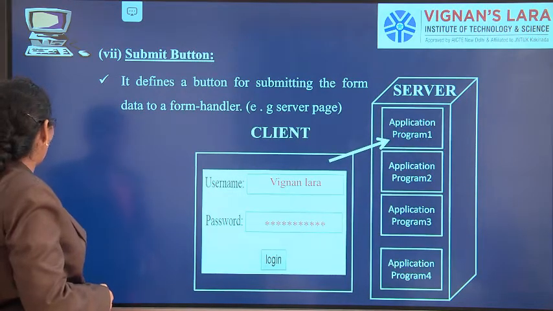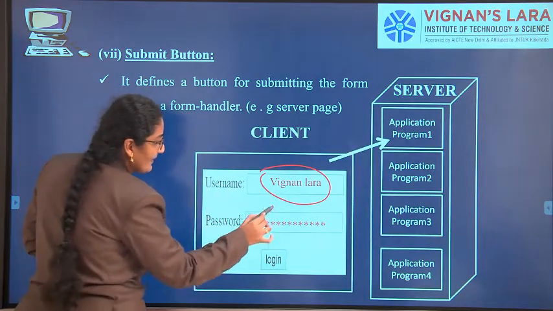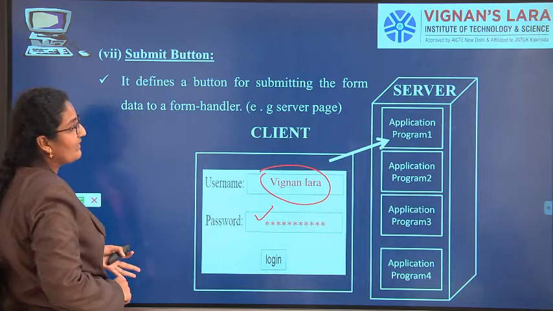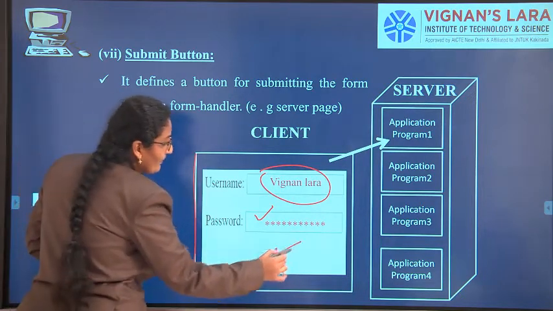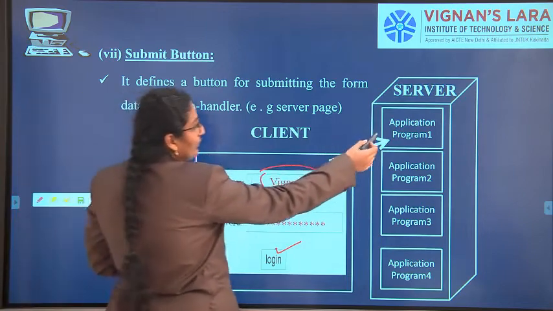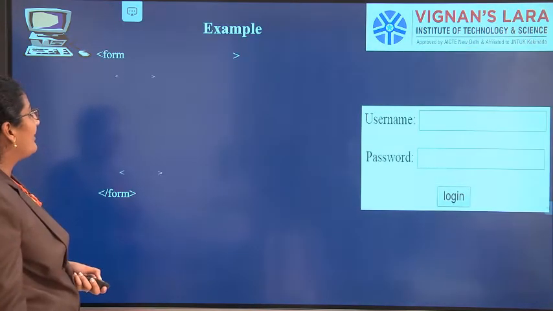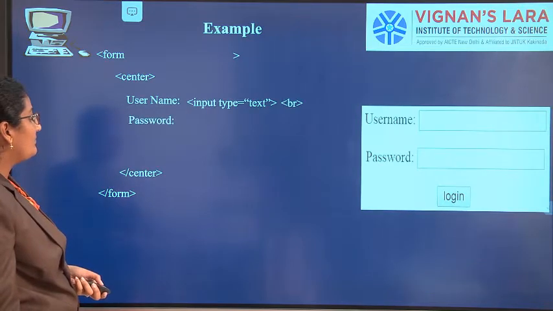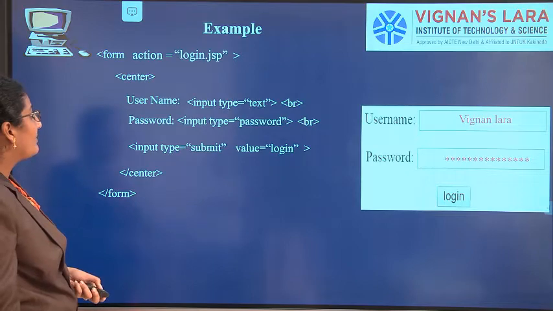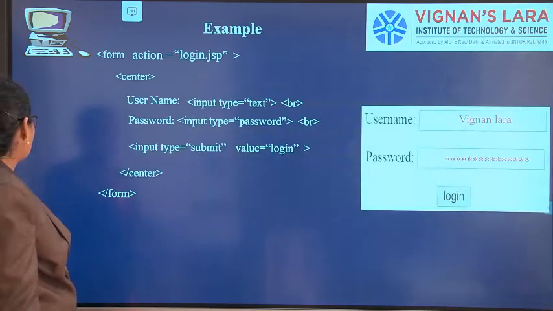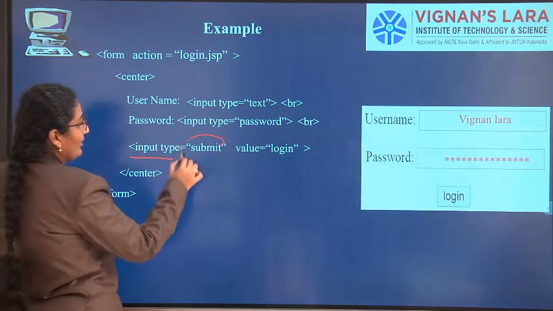So this is how Vignan Lara is your username, and your password will always be in the form of asterisks only. They will not reveal your passwords. These are the client details. Once you press the login button, these details will go to the server for processing. In the same way, you can generate a login button also. Input type is button or submit.